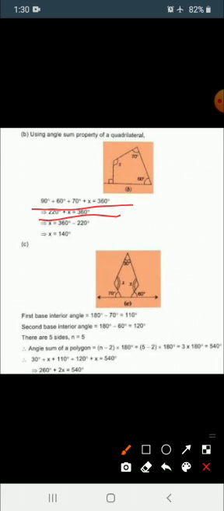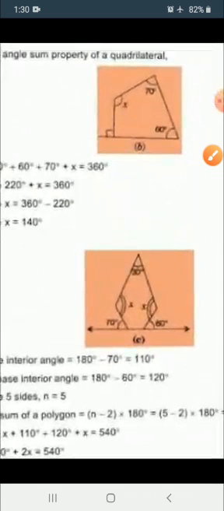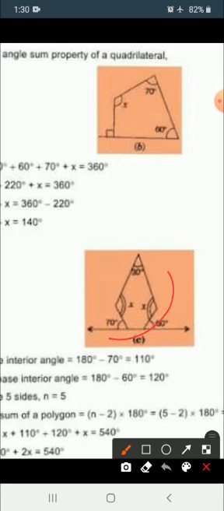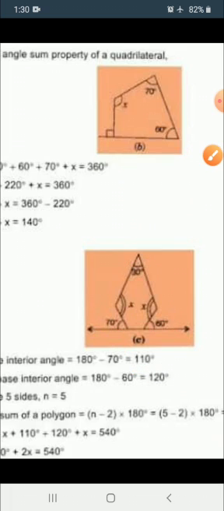Here also he asked us to find the x value. In this figure you can see there are 5 sides. Let us find these 2 interior angles also. Total angle will be 180, so the interior angle becomes 180 degree minus 70 degree, that is 110 degree, and the other angle will become 180 minus 60, that is equal to 120 degree.